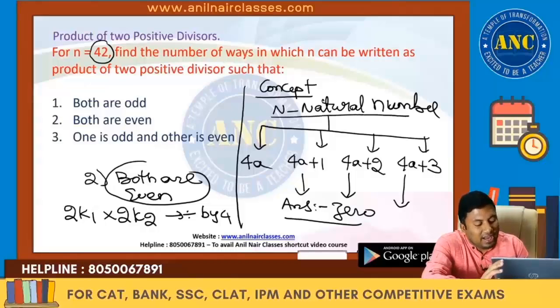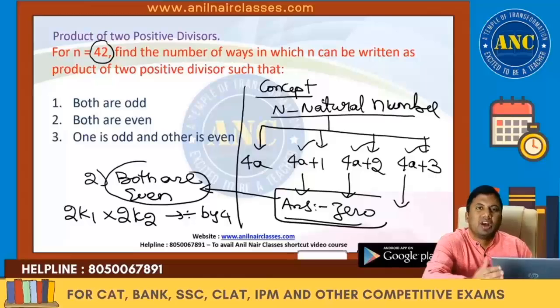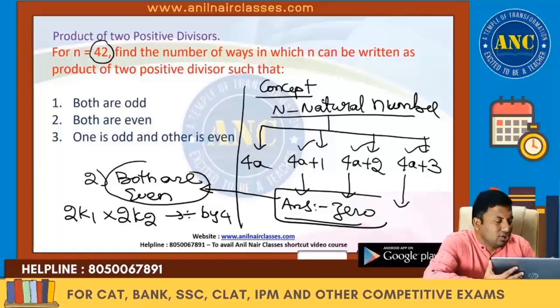If n is a natural number and the right hand side is other than divisible by 4, it gives a remainder 1, a remainder 2, or a remainder 3. The answer will be 0 for the case where both are even numbers. How can it give an answer if both are even numbers? One is 2k1, another is 2k2. 2k1 into 2k2 has to be divisible by 4. It cannot give a remainder 1, a remainder 2, or a remainder 3. So both are even, the answer is 0.